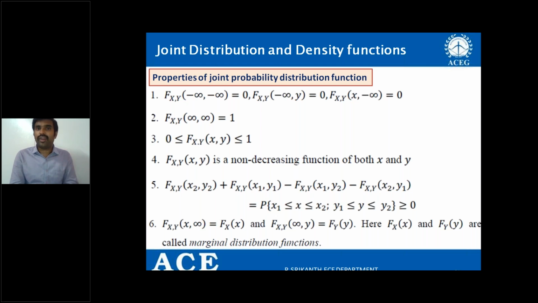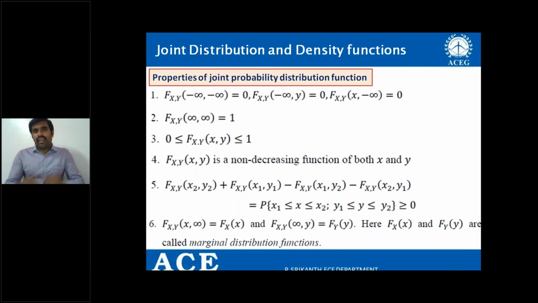If any one variable in the joint distribution function is tending to infinity, ultimately you can derive the marginal distribution function. That is, F_{X,Y}(x, ∞), or F_X(x), is called the marginal distribution function. Similarly, F_{X,Y}(∞, y), that is, if x equals infinity, it becomes F_Y(y). It is also called the marginal distribution function. So these are the properties of the joint distribution functions, right?